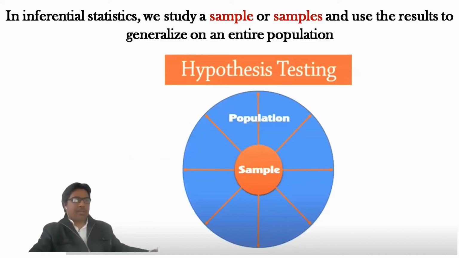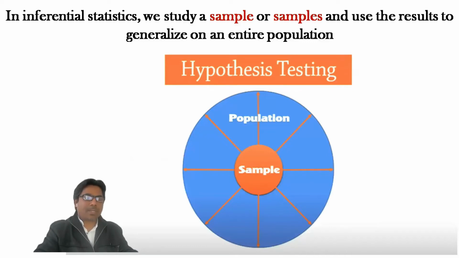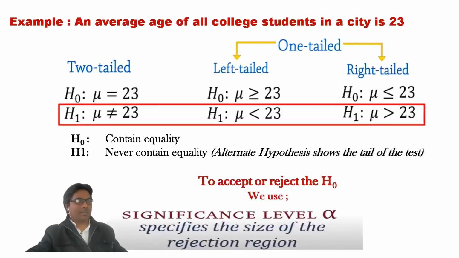Here, hypothesis can be tested by drawing the sample. That means usually when we talk about statistics, in inferential statistics, we study a sample or samples and use the results to generalize on an entire population. So we do not deal with the whole population. We draw the sample in inferential statistics, and whatever we derive is generalized to the entire population. That means first we must find the population of the study, and from there we draw the sample of the study. So let us see here.